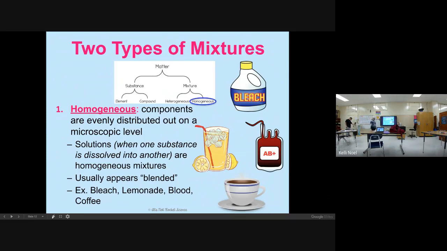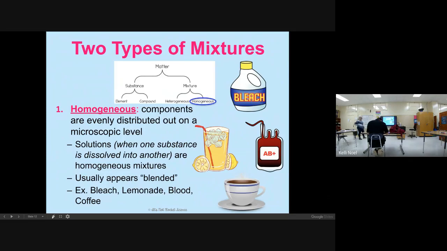And you'd have to look at it through a microscope to see that they're evenly distributed. These are things like lemonade, bleach, coffee. So homogeneous mixtures are when one substance is dissolved in another, and another name for them is solutions. So solutions and homogeneous mixtures are one and the same. They will look like they're blended. So bleach is actually a homogeneous mixture.